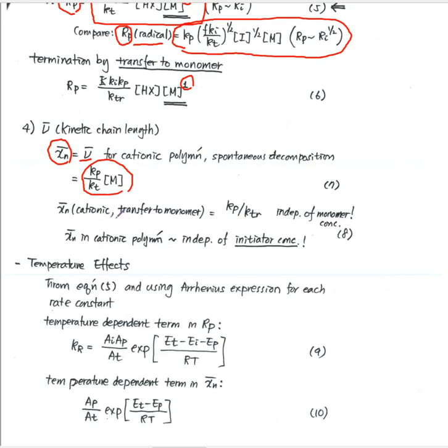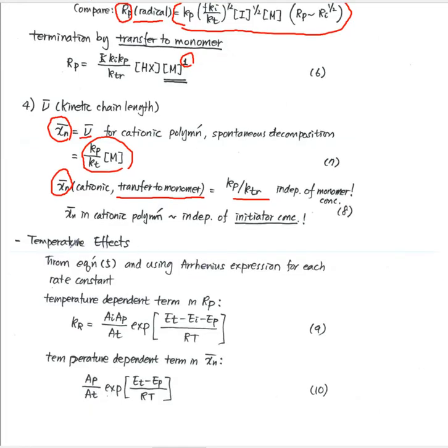If you consider termination by chain transfer to monomer, then the number average degree of polymerization becomes Kp over Ktr, independent of the monomer concentration.